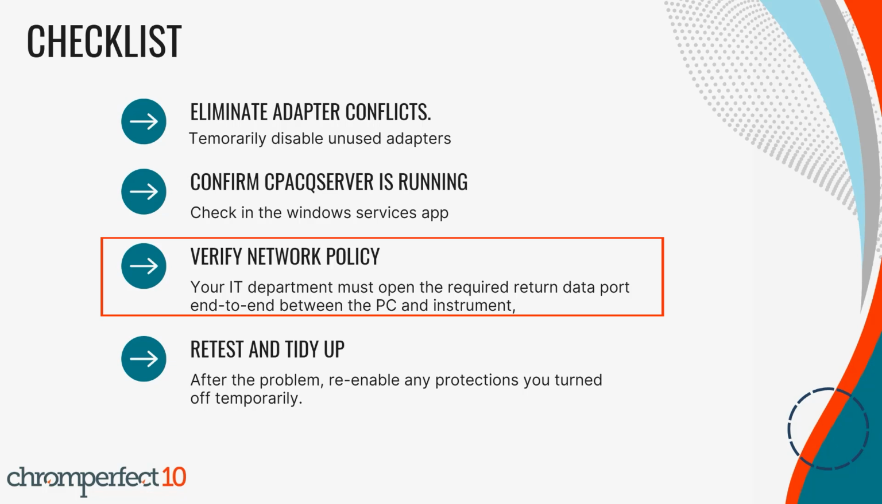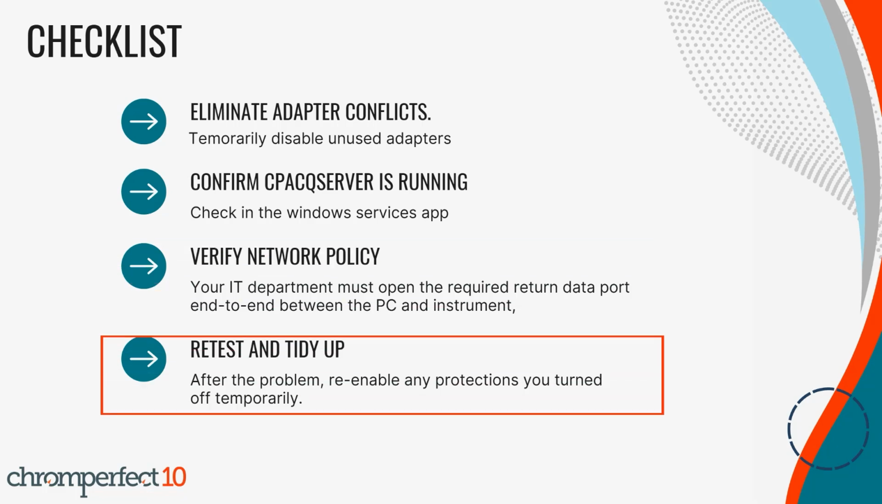Ask IT to verify network policy. If you still see "Subscribe to data," your IT department must open the required return data port end-to-end between the PC and instrument and ensure no network devices are blocking it. Retest and tidy up. After IT opens the path, start acquisition again and confirm the chromatogram draws immediately. Re-enable any protections you turned off temporarily.